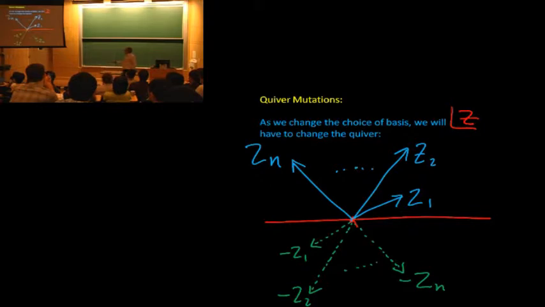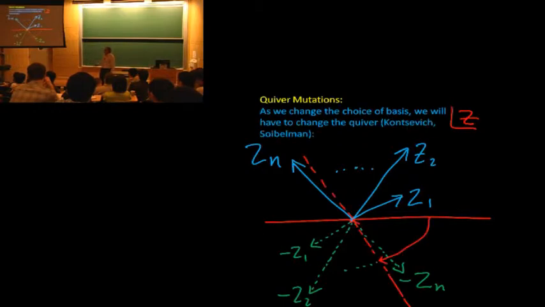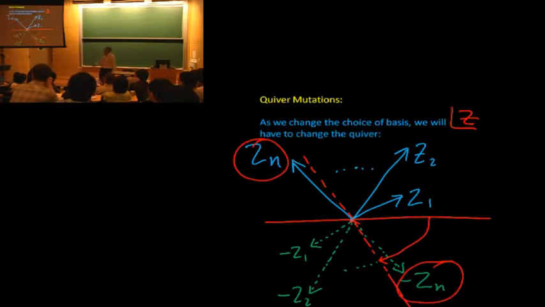Now, as we change the choice of the basis, we will have to change the quiver. Once we have a particular choice of the upper half plane, we have resigned ourselves to a particular set of BPS states, but occasionally some of these complex numbers might leave the upper half plane, or alternatively, we could choose how we cut the upper half plane, in which case one of them leaves the plane and the other one enters. And therefore, we have to do something. We have to change the BPS states to the anti-BPS states. We have to do some transformation on the quiver. And this is called the quiver mutation. This is actually well studied by mathematicians.